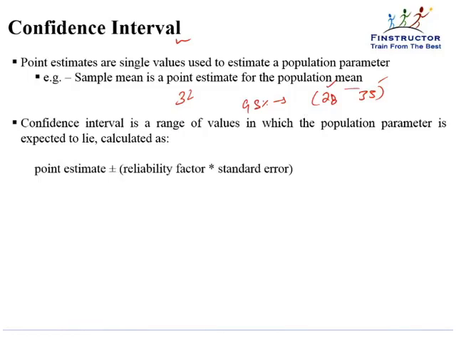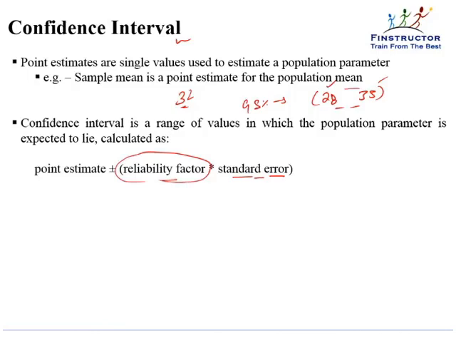So the confidence interval is calculated as the point estimate plus minus a reliability factor into the standard error. Please note that this confidence interval will depend on the standard deviation or the standard error. The higher the standard error, the more dispersed the values can be. The lower the standard error or the standard deviation, the closer together the values will be. So if the expected value is 32, then we would need some sense of the standard deviation before we can give a confidence interval.